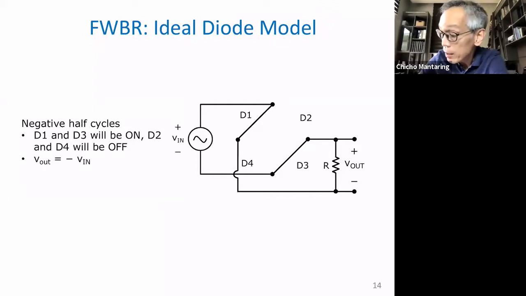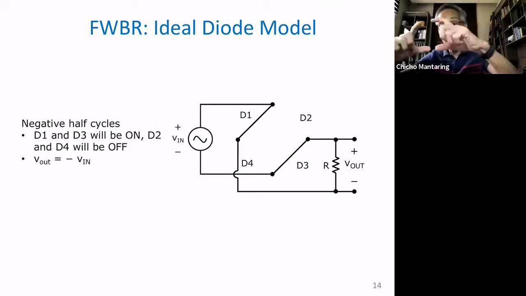Take note now that the positive terminal of your source is connected to the negative terminal of your output. And the negative terminal of your source is connected to the positive terminal of your output. In other words, Vout is the negative of Vin.